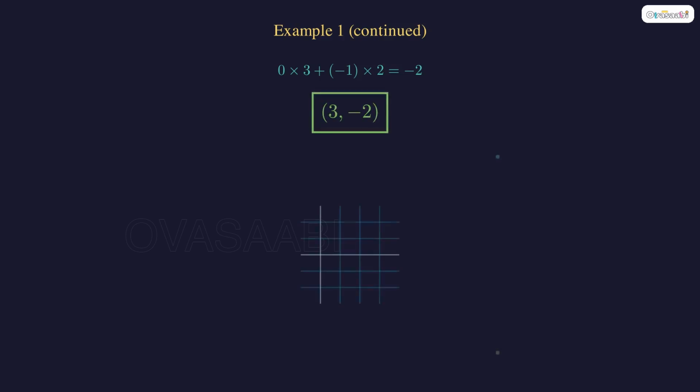Bottom row, 0 times 3 plus -1 times 2 equals -2. The image is 3, -2. See how it flipped below the x-axis.